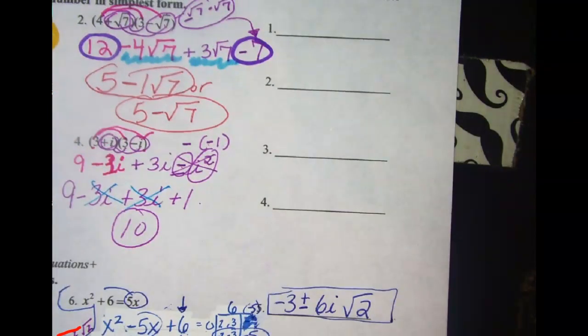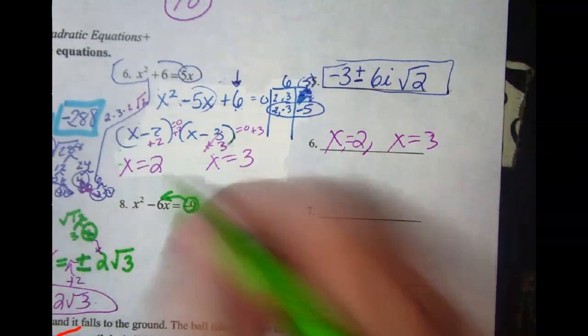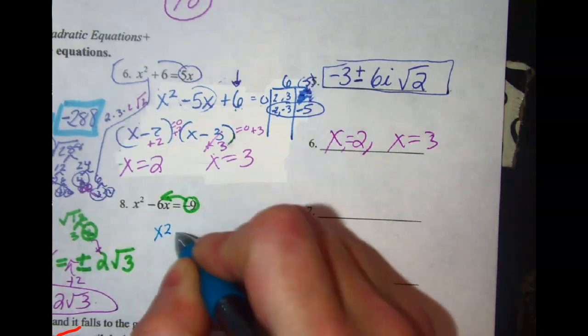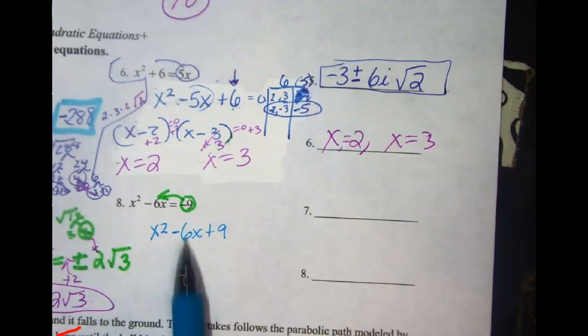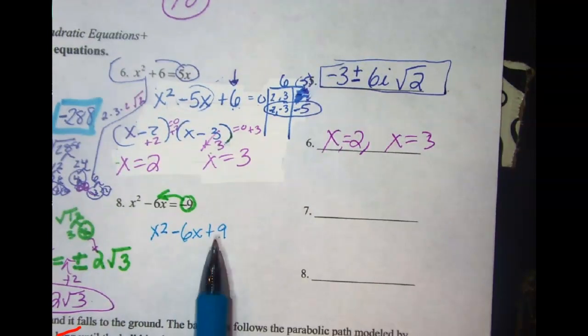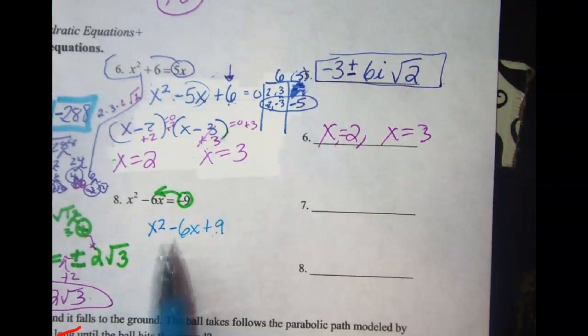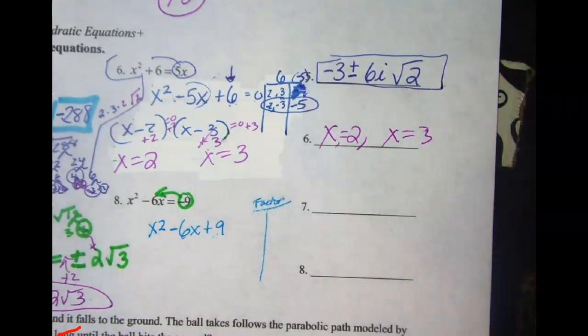So 8, again, this could be your choice. I'm looking at these numbers for 8, and I think to myself, if I move it to the other side, I would have an easy set of numbers to factor. So x squared minus 6x plus 9. I just think in my head, I know 2 things that when I multiply them, I'm going to get a positive 9. That's going to also get me a negative 6. So that's why I'm going to choose to factor on this one. But again, use whatever one you want.